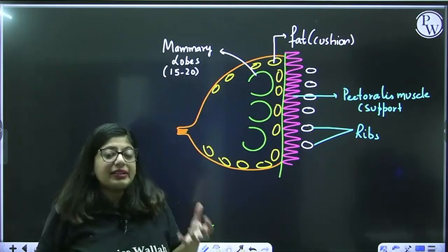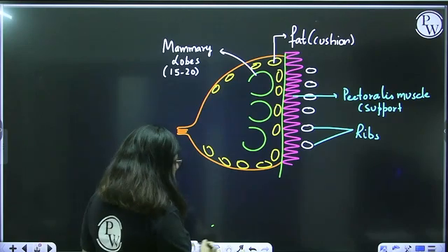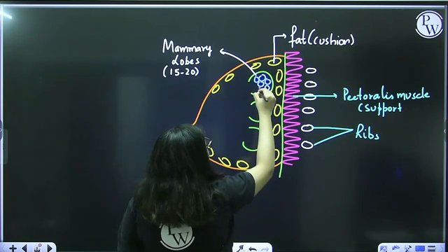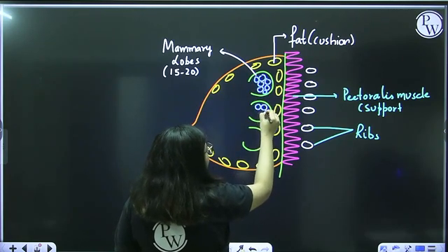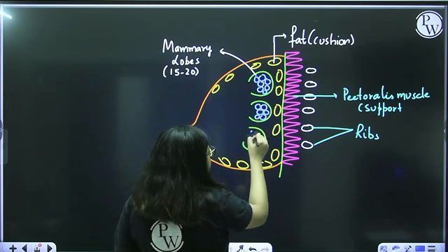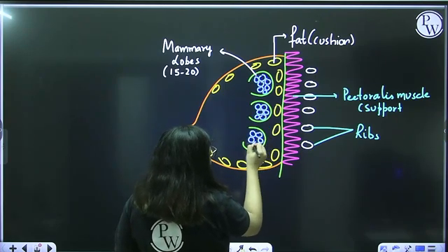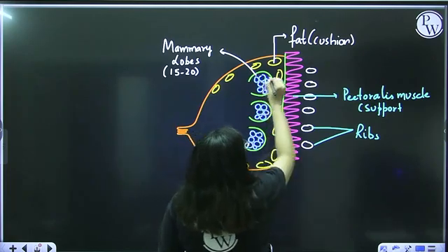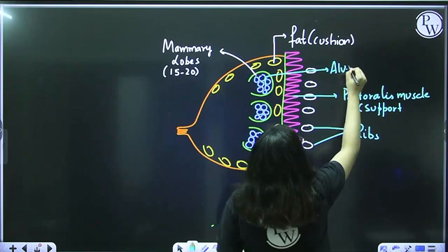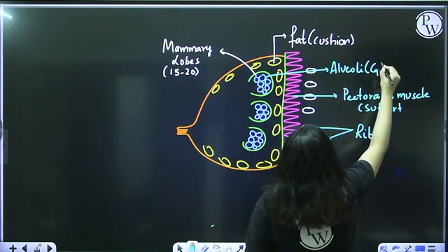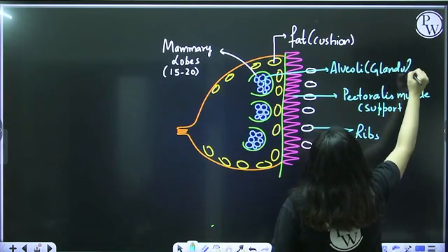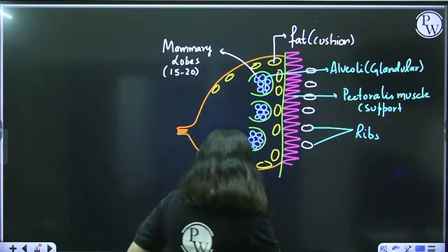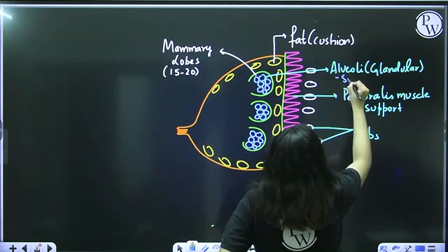Now, inside these mammary lobes are small grape-like structures known as alveoli, and these alveoli are actually the glandular structure. What are these? The glandular structure. So what are these guys? These are alveoli, and alveoli are the glandular structure. Glandular means they are the gland that will secrete milk. So these will secrete milk.